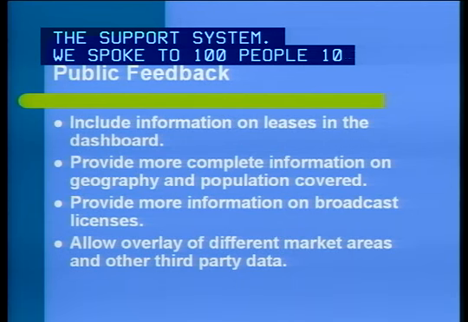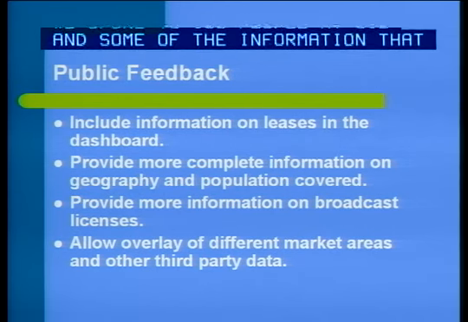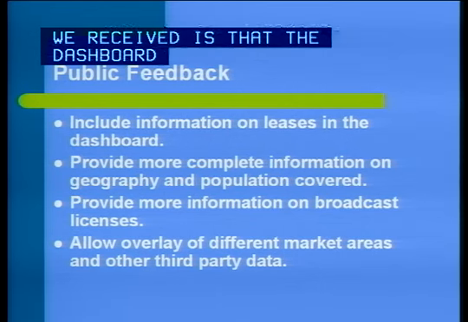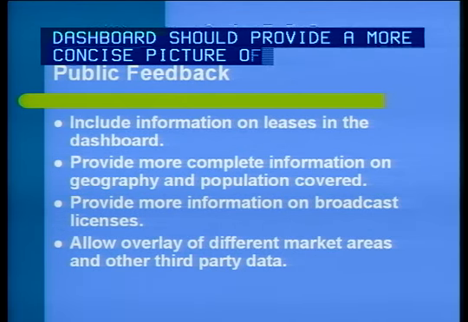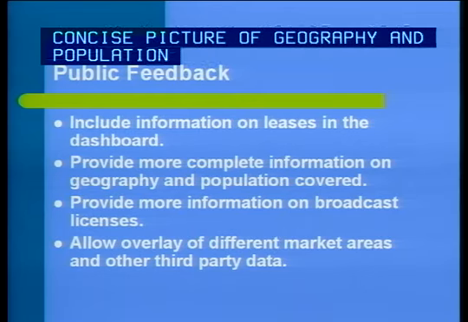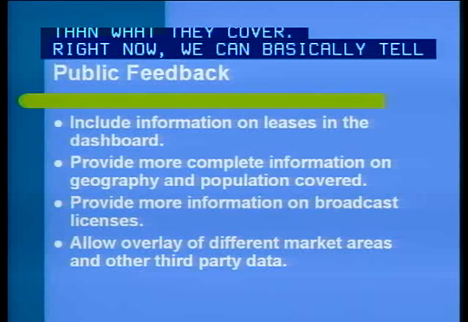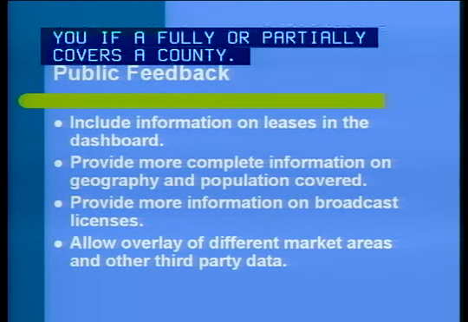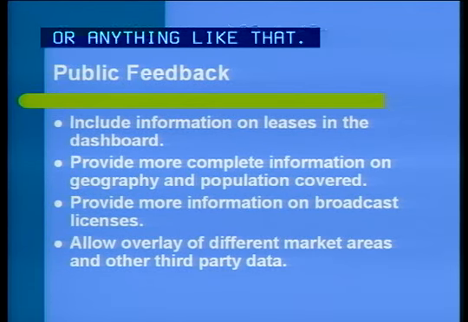Some of the suggestions that we have received on the dashboard so far from the public is that the dashboard should include information on leases, which currently is not there. It should provide a more complete picture of geography and population information for licenses and what they cover. Right now, we basically can tell you that it fully or partially covers a county. We don't give you a percentage or anything like that. You can map it and see it, but it does not give you a percentage. And it doesn't tell you for partially covered counties what the population is.